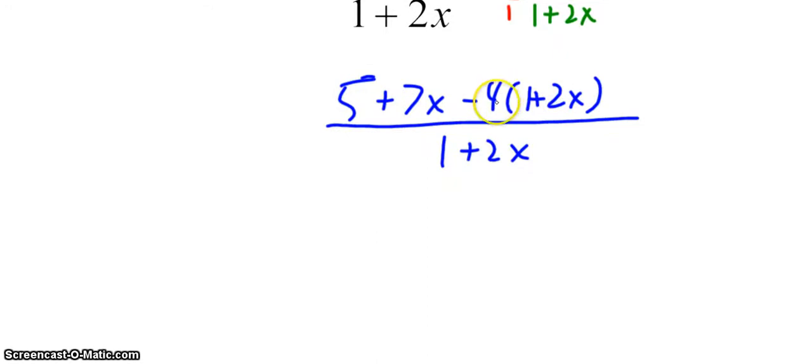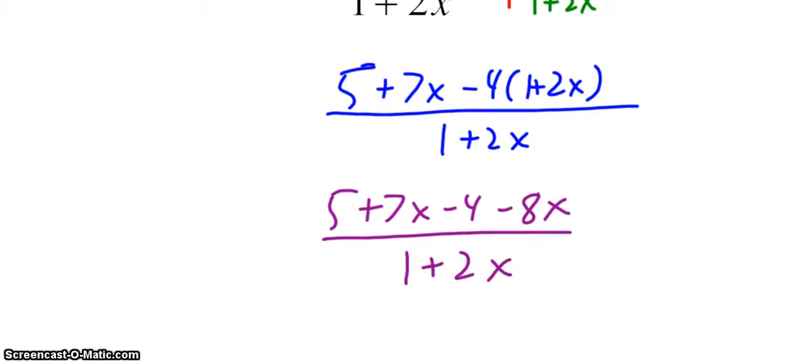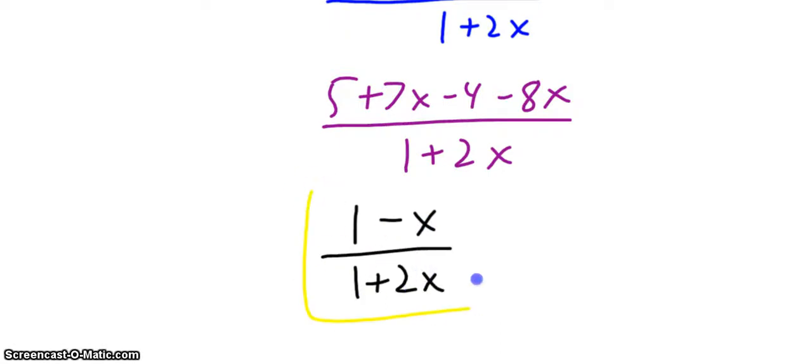Now let's simplify. Notice how I wrote the parentheses around the 1 plus 2x? That's to remind me that when I distribute the 4, it is actually a negative 4. So 5 plus 7x minus 4 minus 8x over 1 plus 2x. Combine like terms. 5 minus 4 is 1. 7x minus 8x is minus x. That is my simplified rational expression.